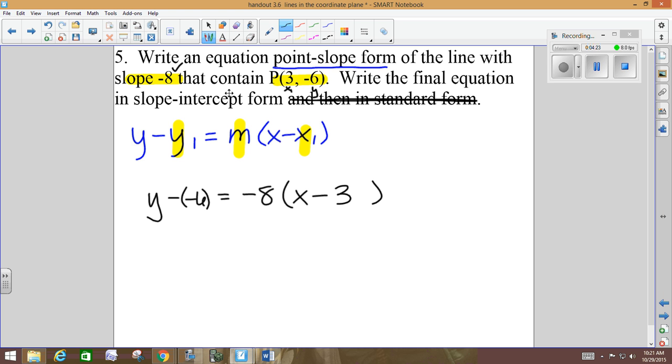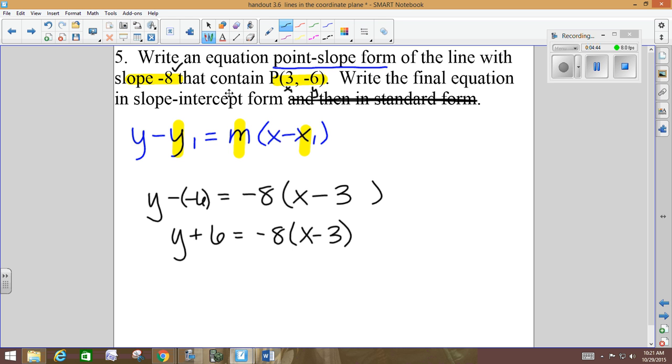Point slope form. Cleaning it up, because you don't want to have written minus and negative. y plus 6 equals -8 times the quantity x minus 3. This would be if I said write it in point slope form and told you to stop, you would stop here. You want it clean, so you want to do your pluses there.